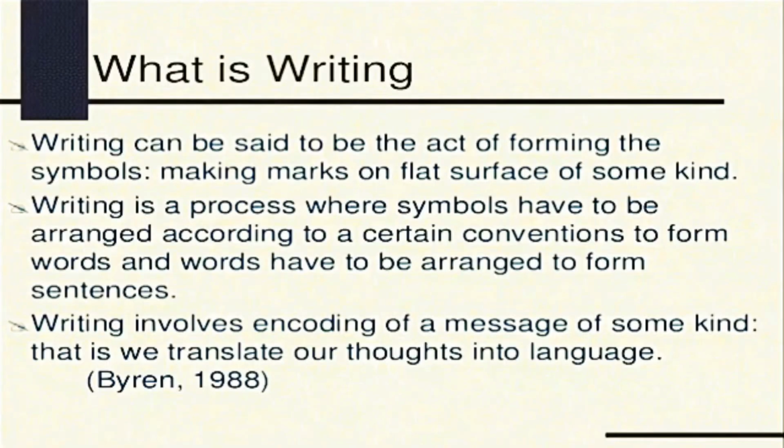Now, what is writing? Writing can be said to be the act of forming symbols, making marks on a flat surface of some kind. Writing is a process where symbols have to be arranged according to certain conventions to form words, and words have to be arranged to form sentences. Writing involves encoding of a message of some kind, that is, we translate our thoughts into language. This definition is given by Byrne in 1988.